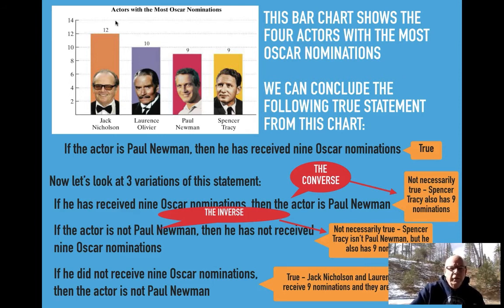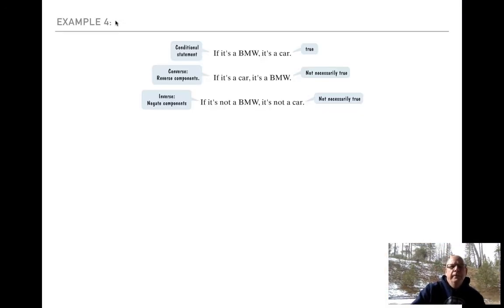Okay? And if we look at the last one, if he did not receive 9 Oscar nominations, then the actor is not Paul Newman. Now we have switched the order, and we've put nots in both of them. Okay? And so we've already talked about this. This is the contrapositive statement. And we've already seen that the contrapositive has the same truth table as the original statement. And so the contrapositive is equivalent to the original. Let's look at some more examples of that.